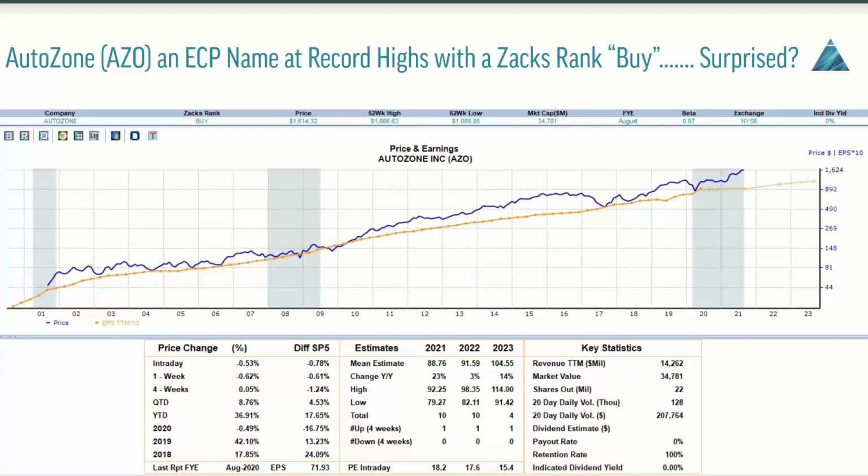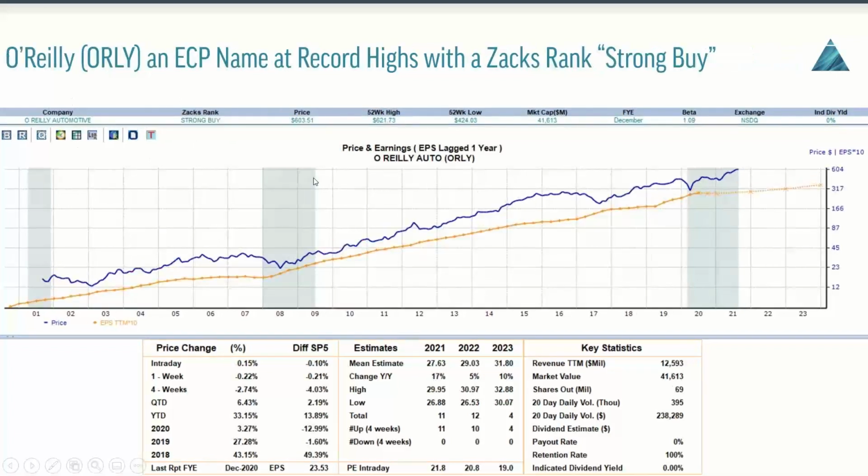Let's take a look at AutoZone, right? This is an ECP name. It's at record highs. It has a Zacks rank buy. I mean, are we surprised? I mean, aren't you going to hold on to your used car a little bit longer, make repairs, perhaps make them yourself, save a little money? AutoZone with a Zacks rank buy. This is one of your beneficiaries.